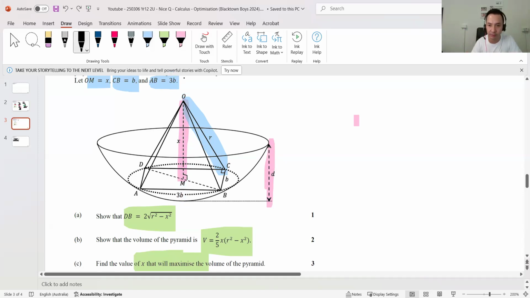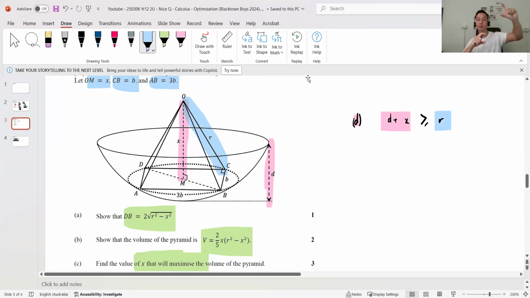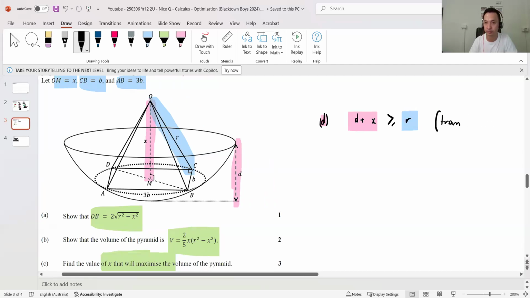So let me write that down actually. Sum of the pinks, so d plus x has to be bigger than R. Has to be, right? Right now it looks bigger. Even when the blue swings around, it has to be bigger. So right now the pink is bigger than the blue. If the blue is bigger than the pink, then the pinks will never connect, and you'll never create this shape. The pyramid will be outside of the bowl, so to speak. So from the diagram.